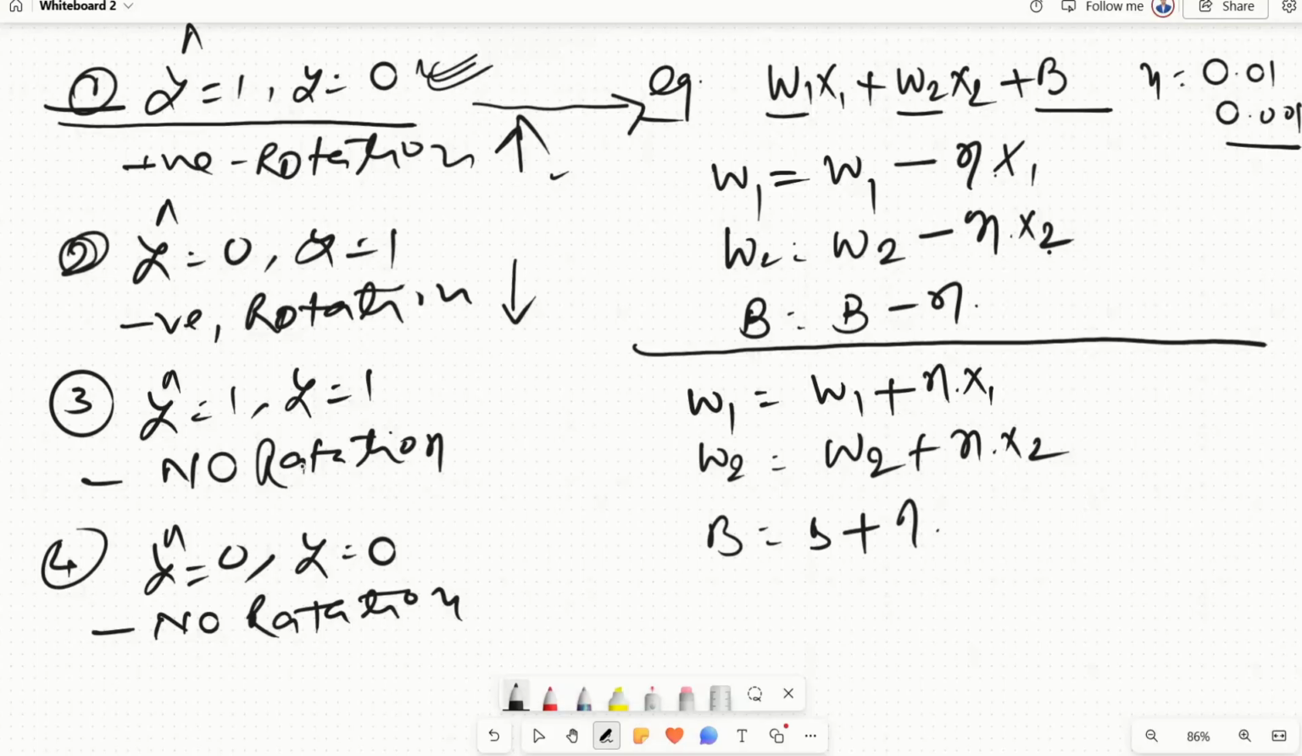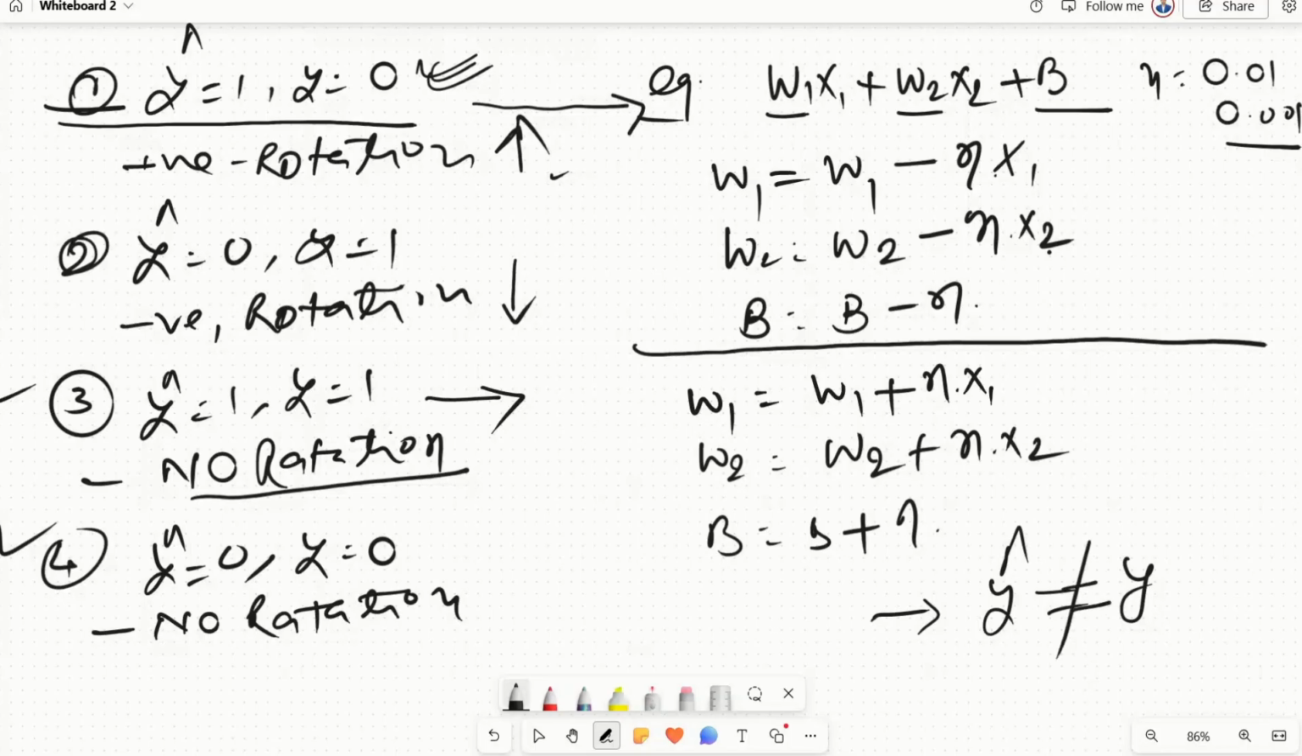In the other cases, like case number 3, no rotation will happen. In this case there is no change in the weights and bias. Case number 3 and case number 4 are the cases where points are correctly classified, so no rotation or update is required. The update will only happen if my points are misclassified, that is, if y prediction and y actual are not equal. I mean the points are misclassified, only then do we shift the line and update our weights and bias. All of this is the foundation.